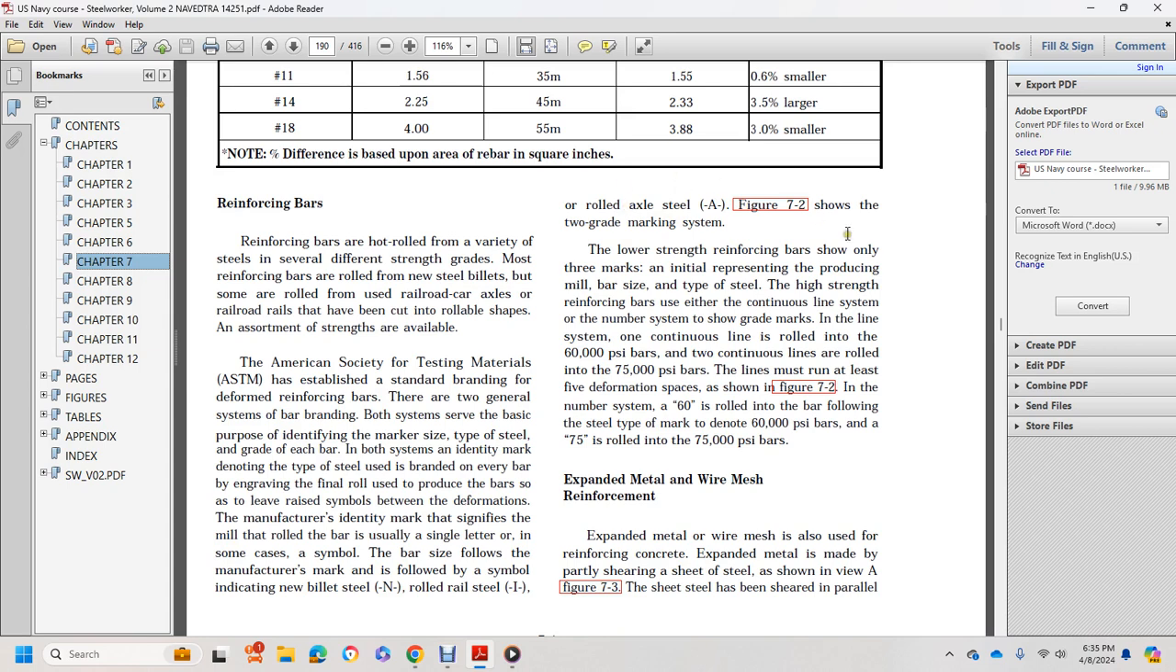The lower strength reinforcement bars show only three marks. The initial representation is produced with the mill bar side, the type of steel, with the high strength reinforcement bars. Even the continuous line system and the number system show the grade marks.